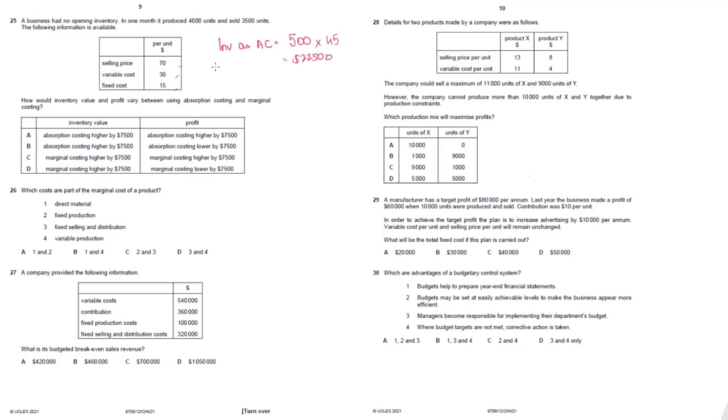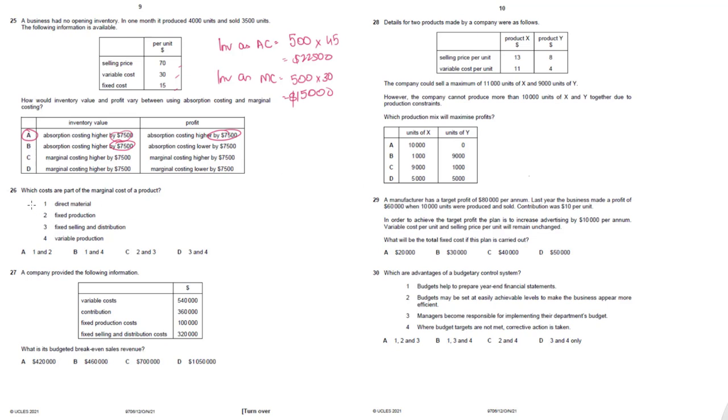22,500. Inventory as per marginal costing, you're going to only value it at the variable cost, so 500 into 30, 15,000. In other words, inventory value in absorption costing is higher by $7,500. So it's either option A or option B. Now, when inventory is higher in absorption costing by $7,500, cost of sales will reduce by that amount and profit will be higher by $7,500. So profit is higher by $7,500 and hence option A.